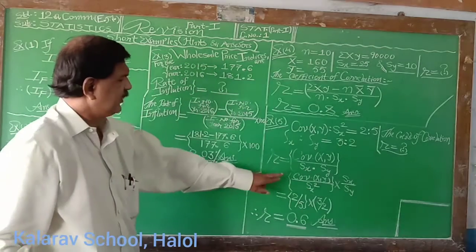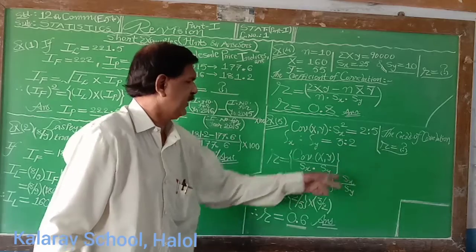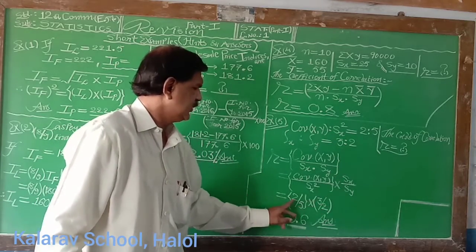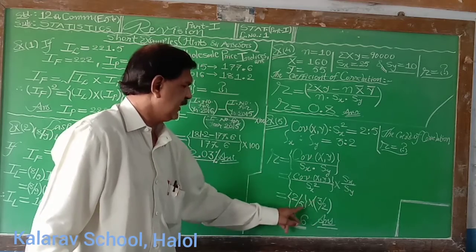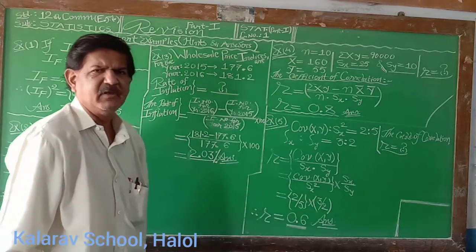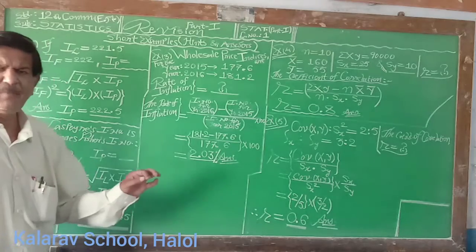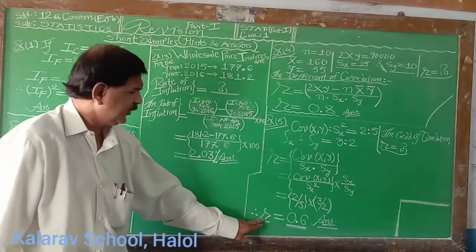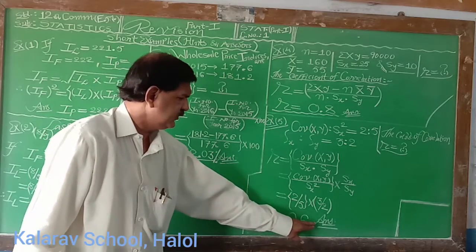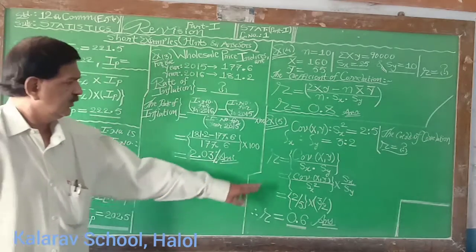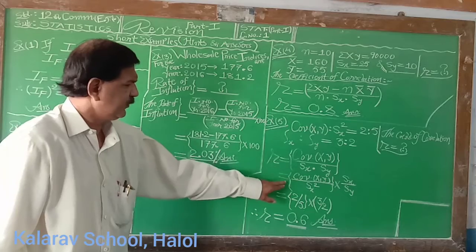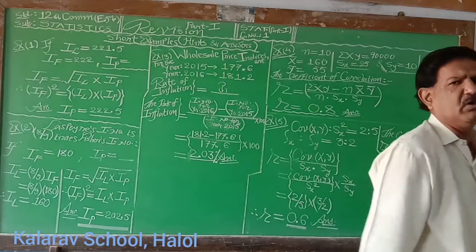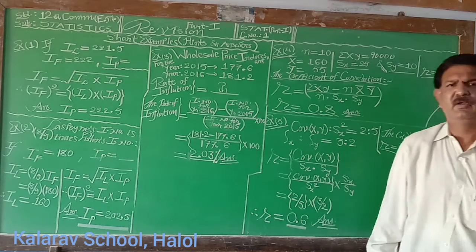Now, covariance xy upon Sx square is given to be 2 by 5. Sx upon Sy is given to be 3 by 2. This 2 and this 2 are going to cancel. Ultimately the answer will be 3 upon 5, means 0.6. And the coefficient of correlation is 0.6. Understand that this and this formula are equivalent formulas. So practice very well.